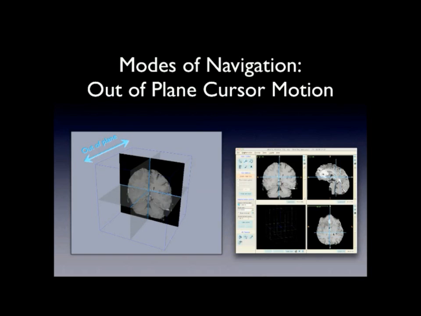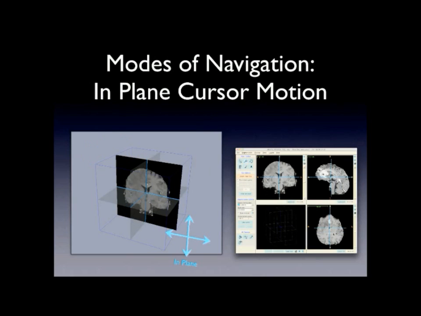So that's out-of-plane navigation. In-plane navigation is moving the cursor in the slice plane, which is not going to affect the slice itself, but it's going to affect what's shown in the other 2 slice windows. As I'm moving the cursor in the slice, the position of the other 2 orthogonal planes follows the cursor, and so the other 2 windows are showing different slices.